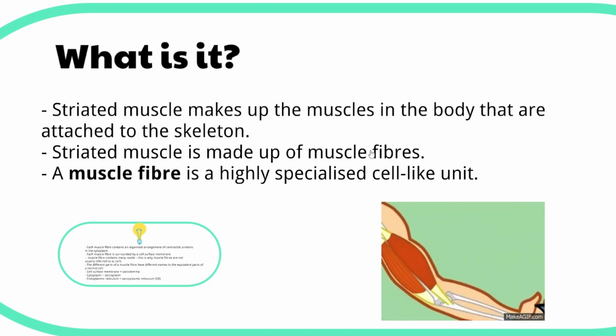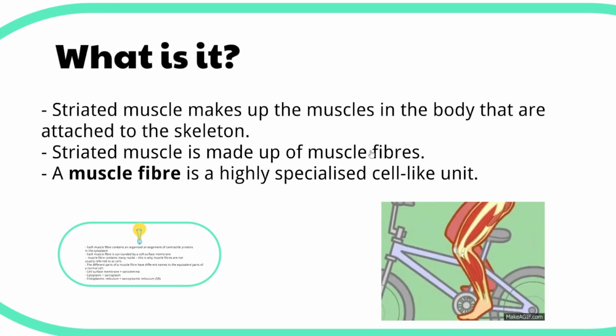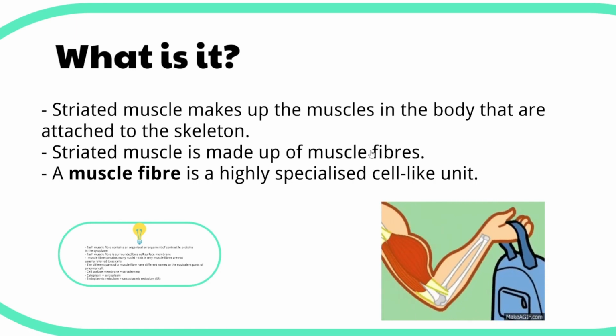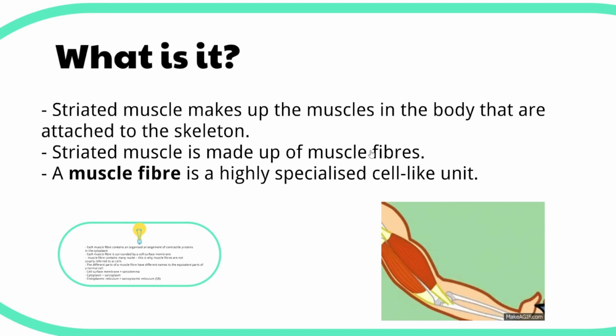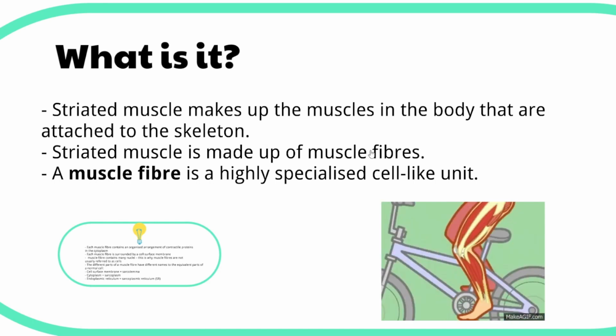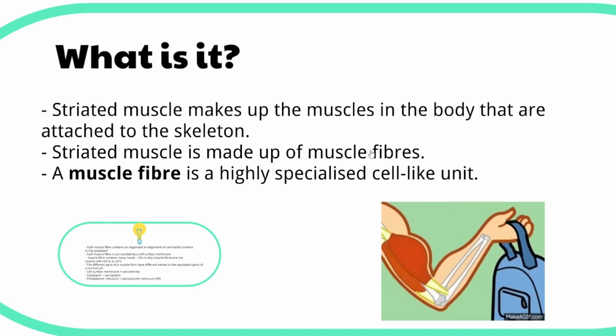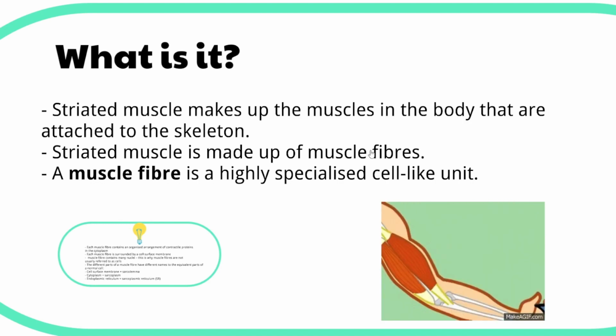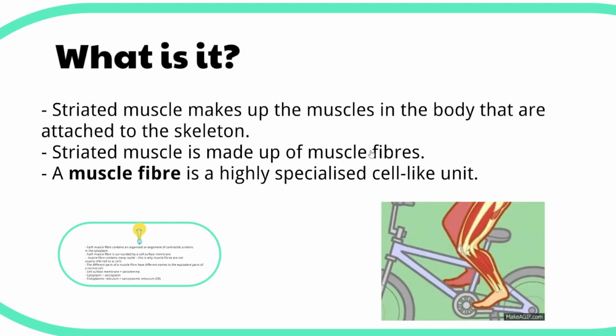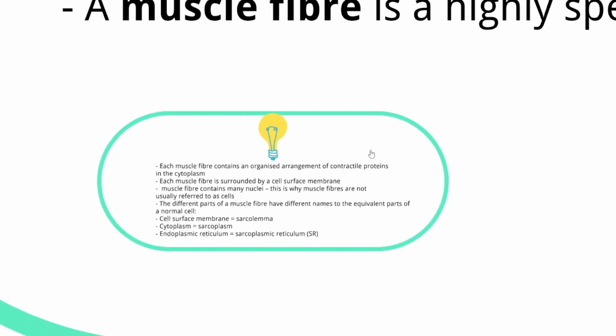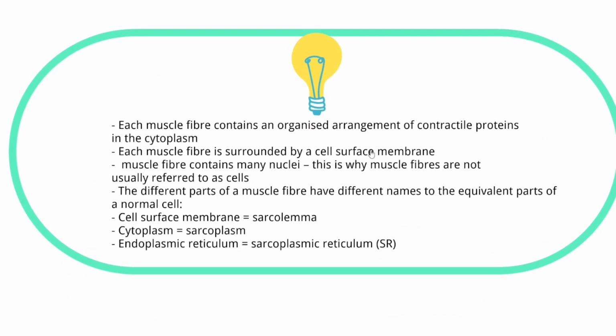It's like a specialized unit, like every plant, every leaf has plant cells in it. Just like that, every muscle has muscle fibers in it. So this is a really essential part of our muscles, the muscle fiber. What is the muscle fiber made up of? Well, the muscle fiber contains a lot of contractile proteins.